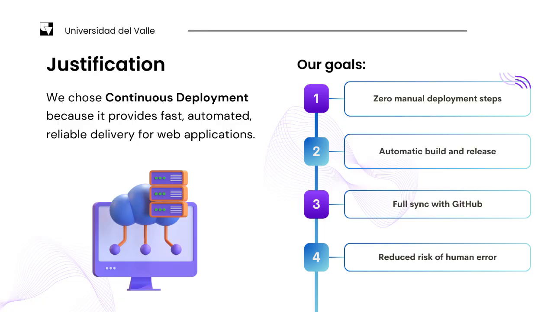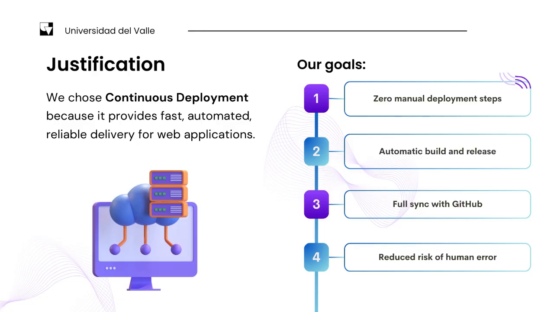application. Other deployment strategies exist, such as rolling deployments, blue-green, and canary. These strategies are ideal for large-scale systems with millions of users, high availability requirements, and multiple active environments. However, for our project, these approaches would be unnecessary complexity. We do not need traffic splitting or multi-environment management.